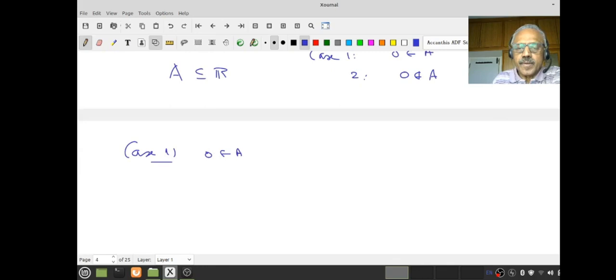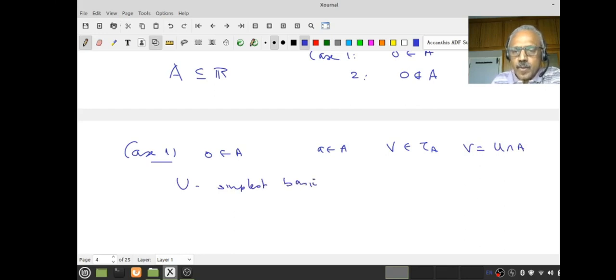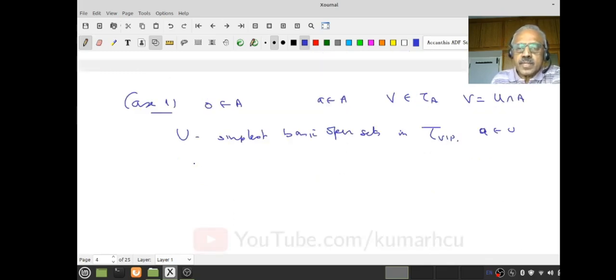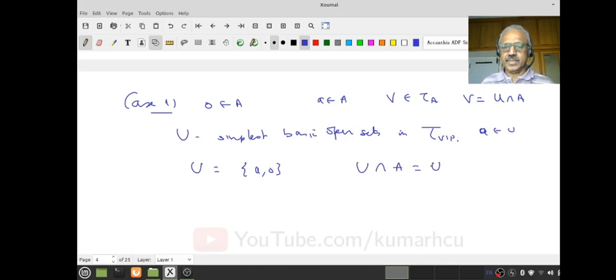Suppose 0 belongs to A. Now let's start with any a in A. Now what are the typical open sets? If V belongs to tau A, then as usual V is of the form U intersection A. And for U I look for the simplest or basic open sets in the VIP topology with 0 in U, with a in U. Then I know U is of the form, the simplest thing is {a, 0}. Even if a is 0, it's the singleton {0} itself. Therefore, when I intersect U with A, it is exactly U again, because 0 is already there. Therefore the basic open set containing a is of the form {a, 0}.